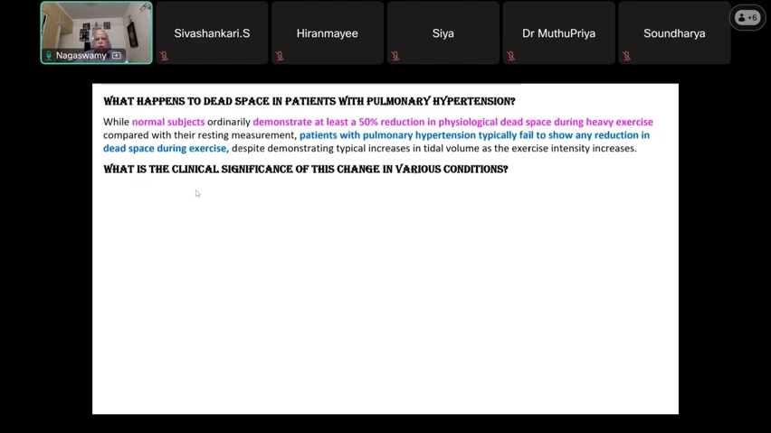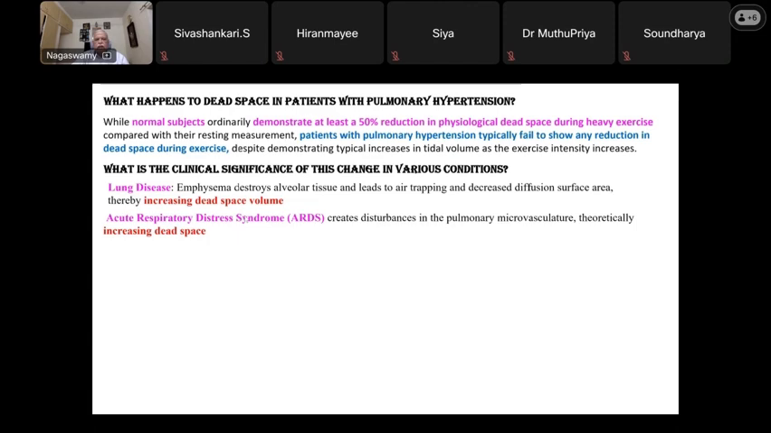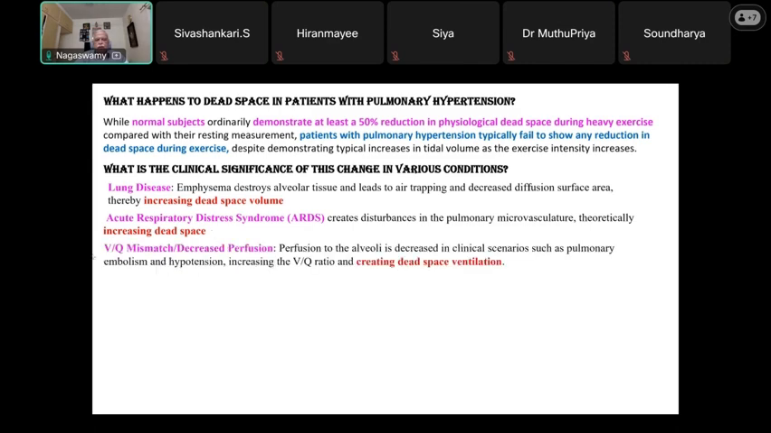Okay? And what is the clinical significance of change in various conditions which can affect the dead space? Lung disease: emphysema destroys alveolar tissue, leads to increase in dead space volume. And ARDS, because of reduced circulation, also causes increase in dead space. When V/Q mismatch occurs, perfusion ventilation mismatch, that will also create additional dead space.